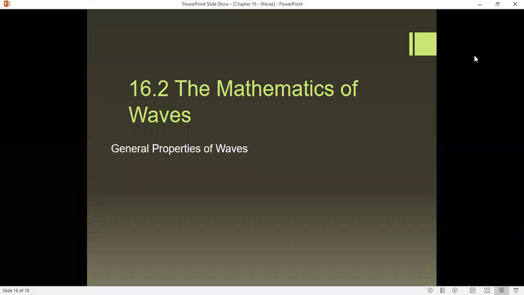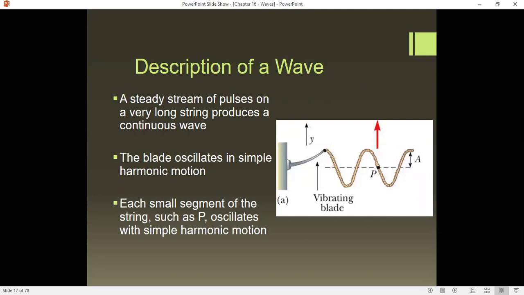Okay, let's take a look at some of the mathematics involved in a wave. Here we have a transverse wave on a string. This is very similar to what we're going to be doing in lab when we do the standing waves. As this mechanical device oscillates back and forth, it transfers energy to the string, which vibrates up and down.